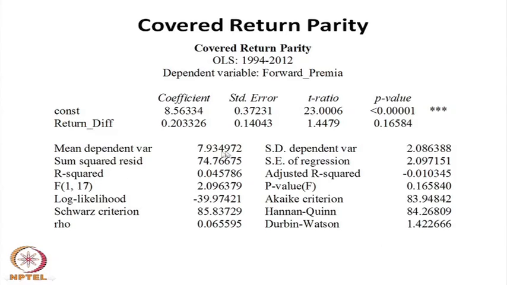However, this may not be true in case of India, since arbitrage opportunity definitely will be available. Let us test these two hypotheses. Similarly, I have done the OLS regression. I have tested the covered interest parity hypothesis, the covered rate of return parity, and I have taken forward premium as the dependent variable, which is a function of return differential. I have found it does not hold in India. So, return differential is not deciding the forward premium in India.